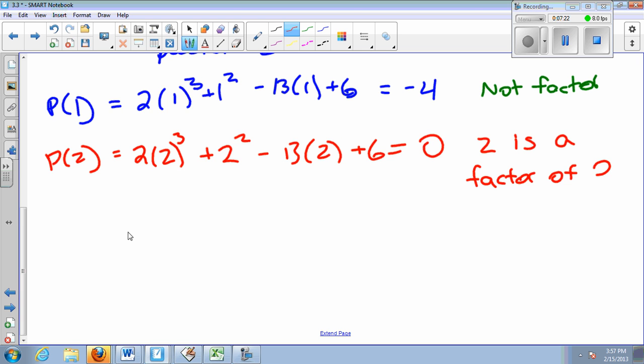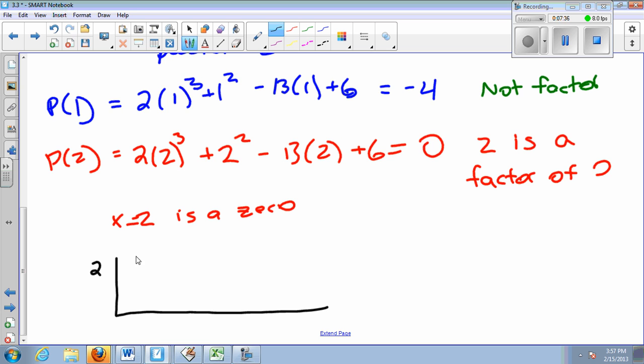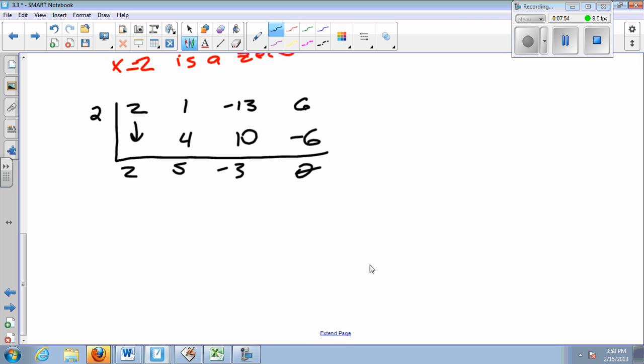So since we know that x equals 2 is a zero, we can use synthetic division to work this out. So we go 2, 2, 1, -13, 6. Use synthetic division. And it comes out to 0 remainder, which is exactly what we wanted.